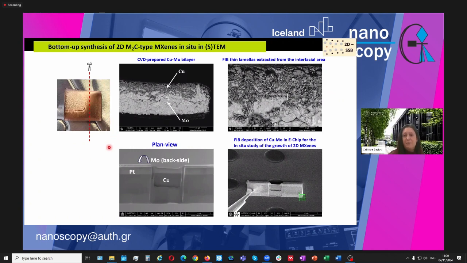Here you can see step by step the whole process. We had this bilayer of molybdenum covered by copper. Here you can see SEM images. This is the cross-section view of this bilayer, copper and molybdenum. And then with FIB, we managed to extract a very thin lamella from the interfacial area. We polished down further, and then successfully we deposited with FIB this copper molybdenum bilayer on an e-chip.